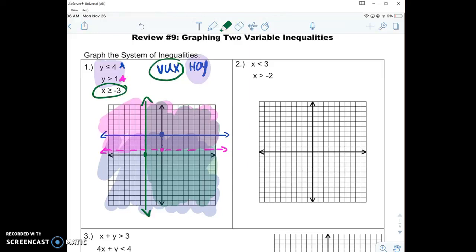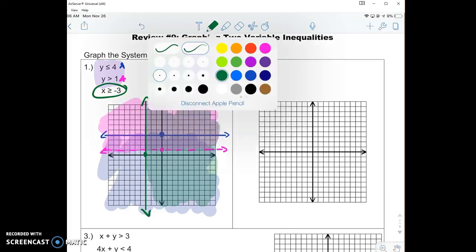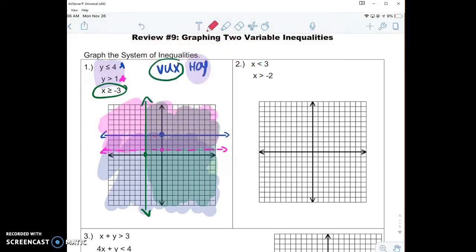My solution is the part where all of my shading overlaps. So between my two horizontal lines and to the right of my vertical line, my solution is everything in here and on the solid lines.